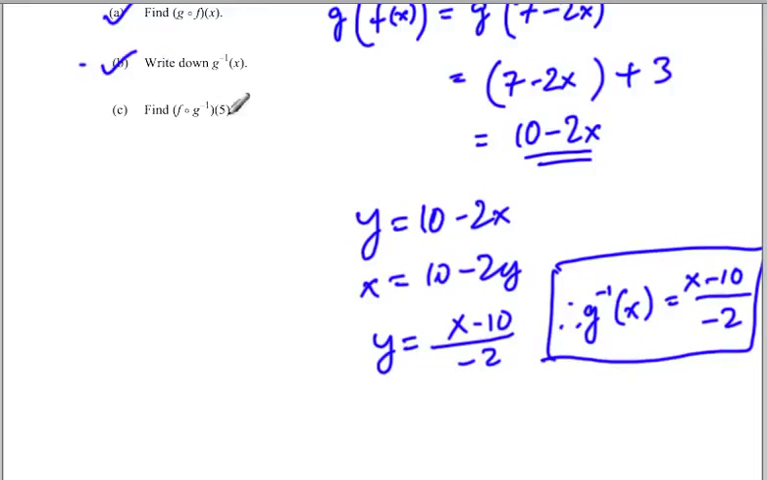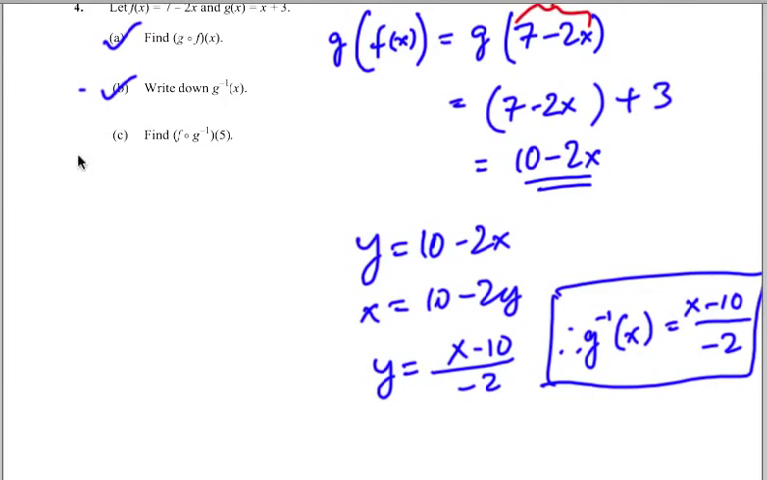Okay, find f of g inverse of 5. Like I said before, if you're ever given something with a number to find, first find f of g inverse and then plug in 5. So f of g inverse basically looks like this.